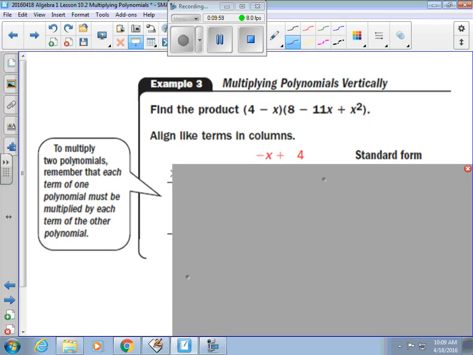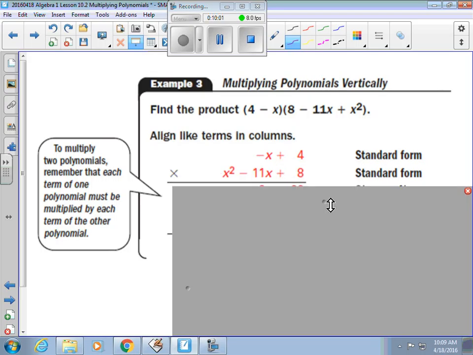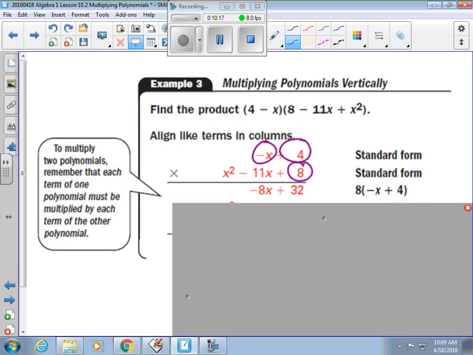This is the vertical method. Vertically means you stack them on top of each other. They're up and down. You use the distributive property and multiply 8 times 4 and times negative x. 8 times 4 is 32. 8 times negative x is negative 8x. Just like when you multiply 2 or more numbers by 2 or more numbers, on the next line, we're going to skip ourselves a little space as a placeholder.